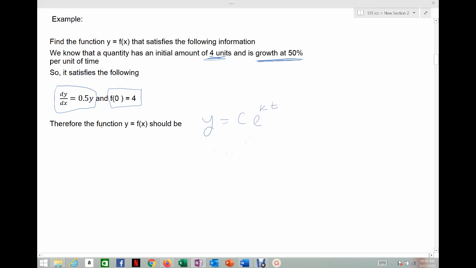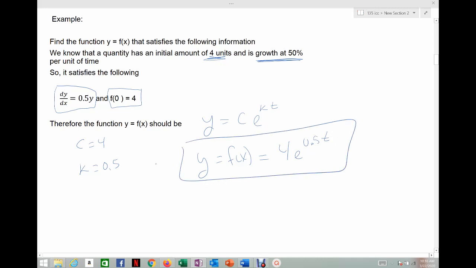All right, and we know what C is, right? C is 4, that's my initial amount. K is our 50%, how fast we're growing. And so my function that satisfies this equation is 4e to the 0.5 times time. All right, and there's my exponential growth equation. So these are the type of applications we're going to be looking at in this section.